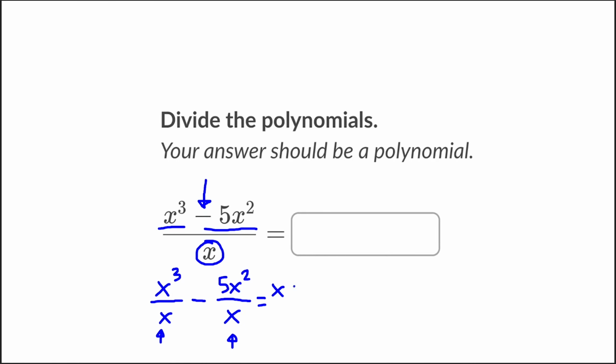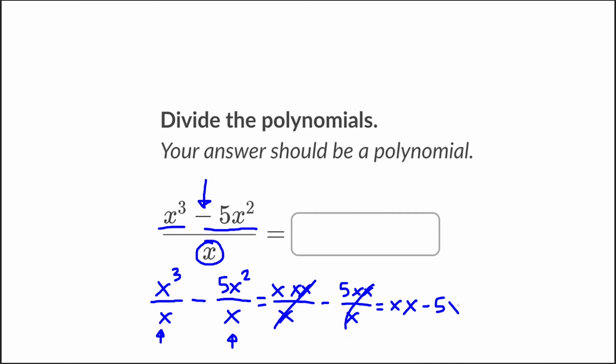Another way to write x cubed is just 3x's over x minus, and what's another way of writing 5x squared? 5x times x over x. Okay, so now let's do our little crossing out, right? So we can cross out these two x's and these two x's. And that should make our life a little better, right? So we have x times x minus 5x.